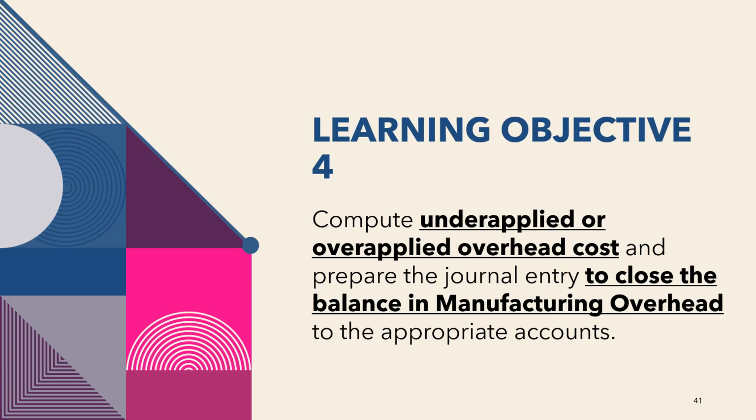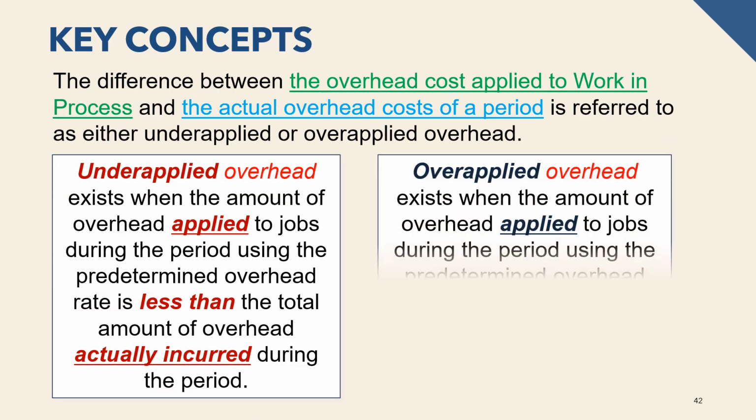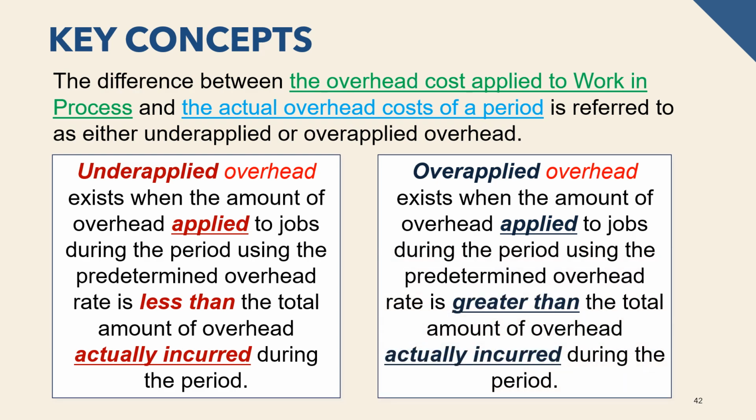Learning objective number 4 is to compute under-applied or over-applied overhead costs and prepare the journal entry to close the balance in manufacturing overhead to the appropriate accounts. Here are the key concepts. The difference between the overhead costs applied to work in process and the actual overhead costs of a period is referred to as either under-applied or over-applied overhead.